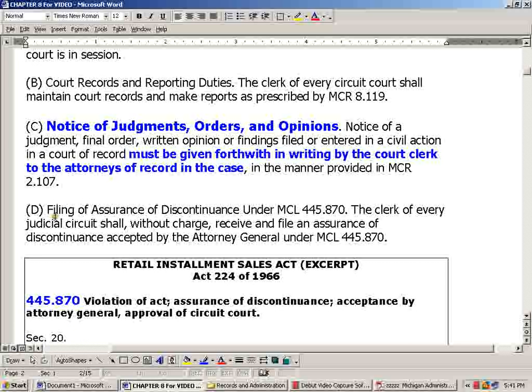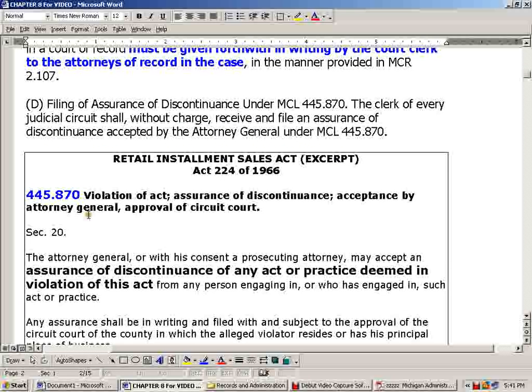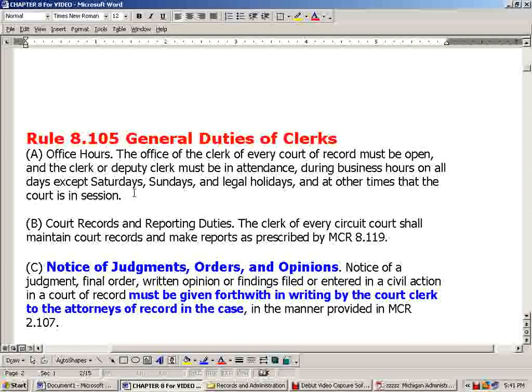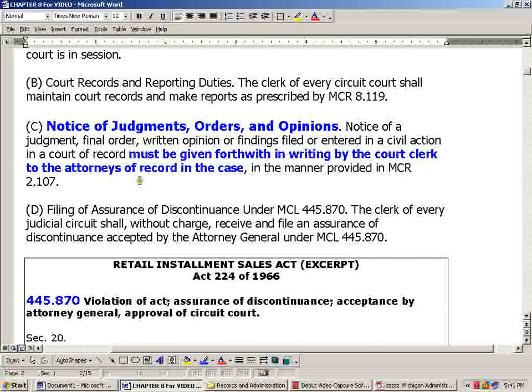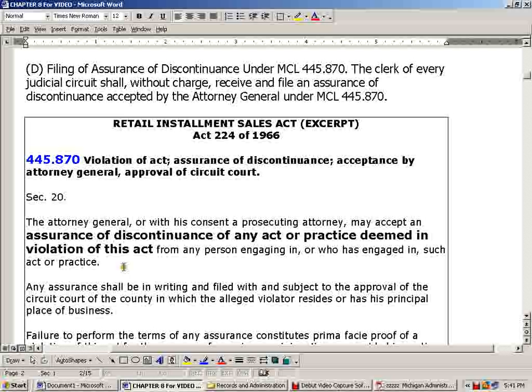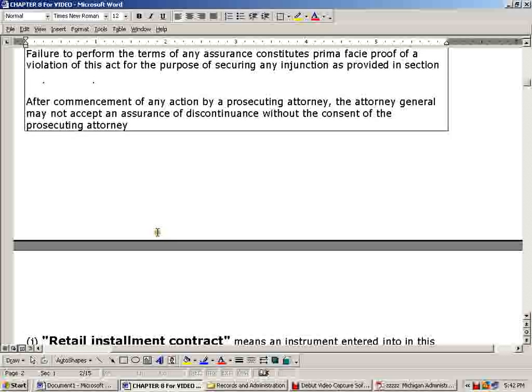There's another interesting one. Filing an assurance of discontinuance: the clerk of every judicial circuit shall, without charge, receive and file an assurance of discontinuance accepted by the Attorney General. Well, this has to do with the Retail Installment Sales Act, 445.870. It's like, okay, why would they make a big deal out of this in the general rules of a court and pick out something to do with retail sales? The Attorney General, or with his consent a prosecuting attorney, may accept an assurance of discontinuance of any act or practice deemed in violation of this act from any person engaging in or who is engaged in such act or practice. I wonder if they could be talking about attorneys.